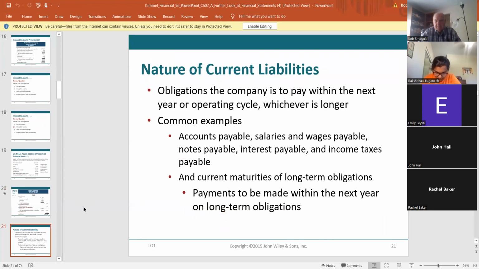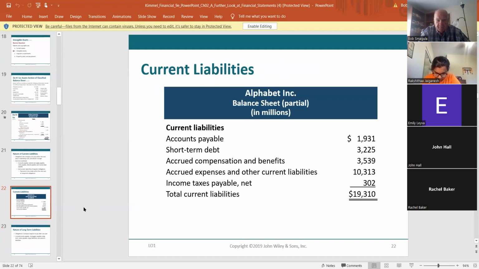Nature of current liabilities. Obligations you have to pay in a year. Accounts payable, salaries and wages payable, notes payable, interest payable. These are the ones that you're going to pay in a year. Any current year maturities of long-term obligations, okay? So I think we're pretty clear on what a current asset and a current liability represent.